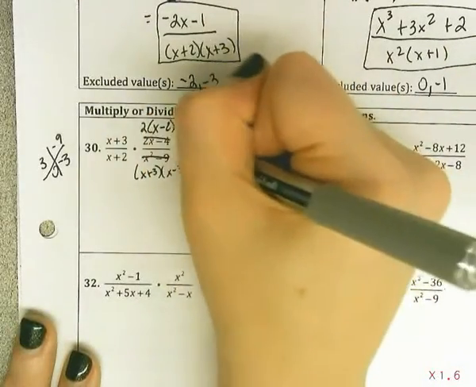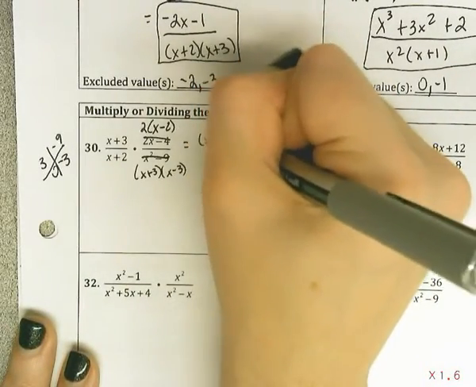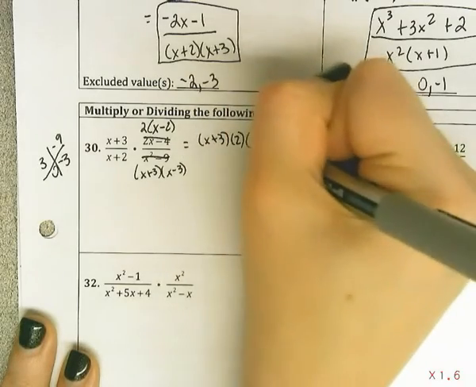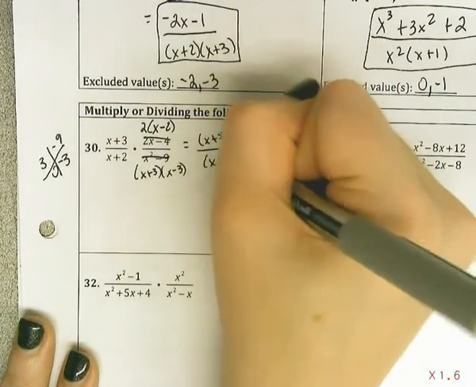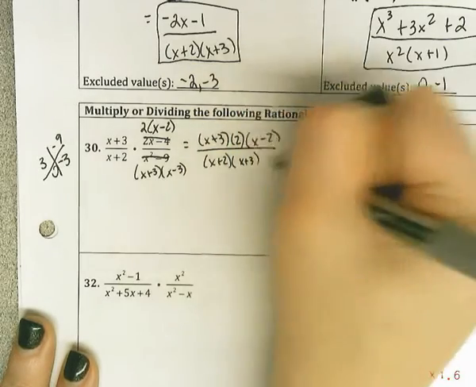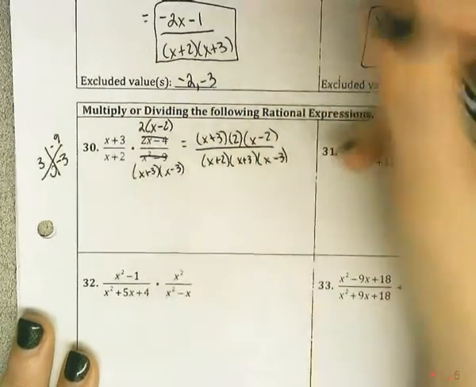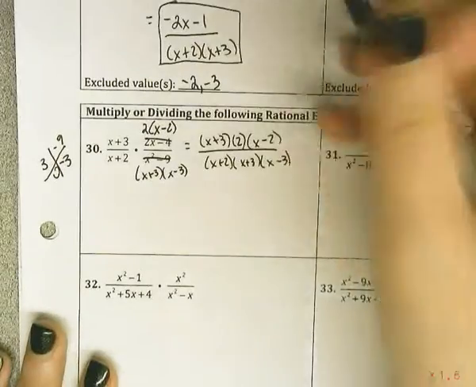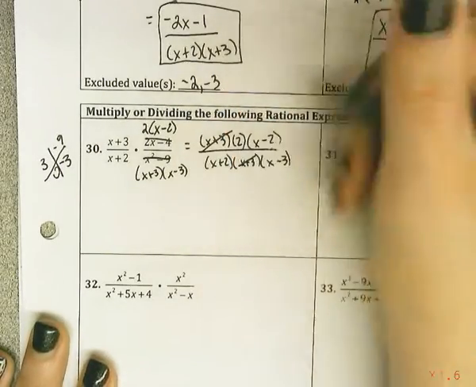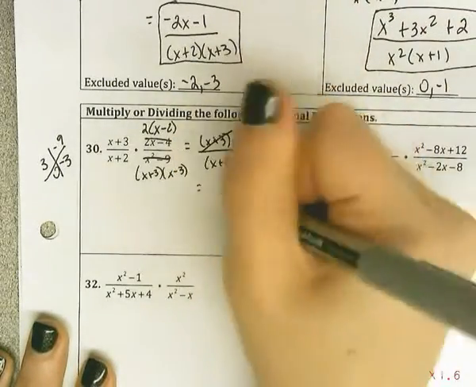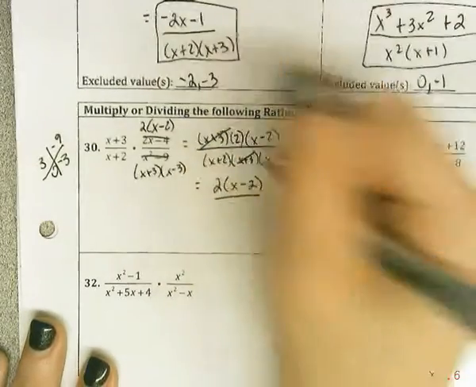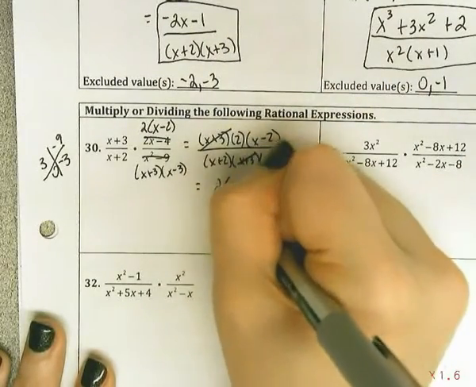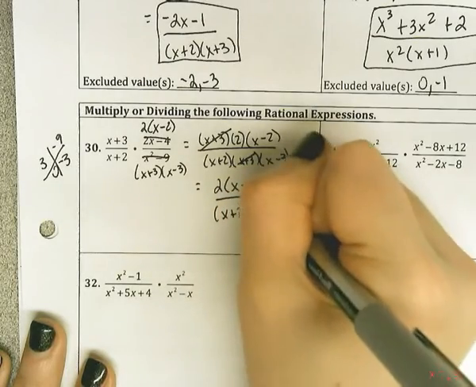Okay, so I'm going to write x plus 3 times 2 times x minus 2 over x plus 2, x plus 3, x minus 3. Anything I see that's the same in both the top and the bottom, I cancel out, and then everything else I write, that's my answer. 2 times x minus 2 over x plus 2 times x minus 3.